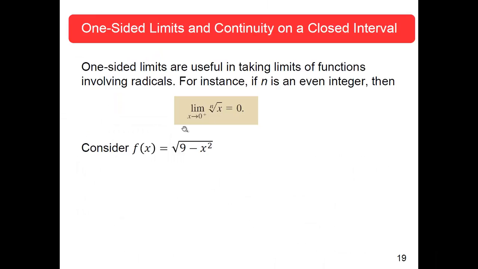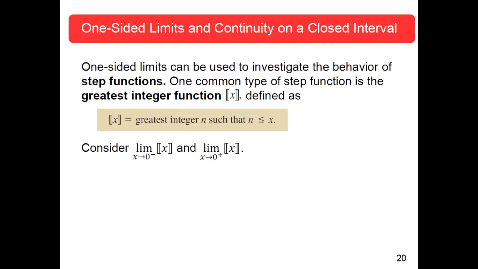Okay? So again, we've evaluated this at the left and at the right. Let's look at one-sided limits for the greatest integer function. It's also oftentimes called the floor function. Now, you might not have seen this symbol before, but here's how it's defined. To evaluate this function, you simply assign the greatest integer.